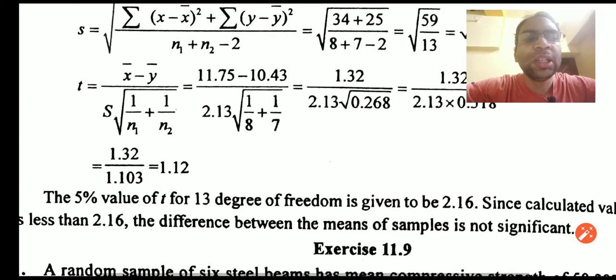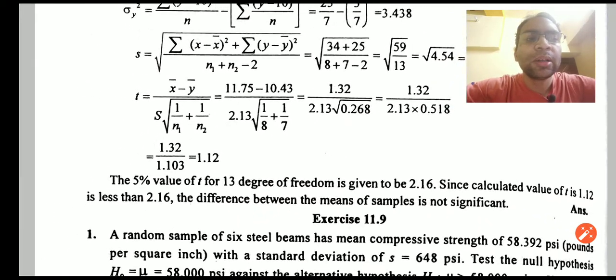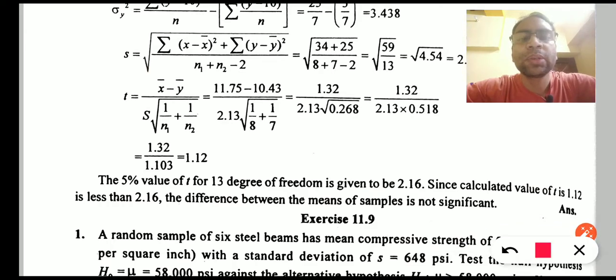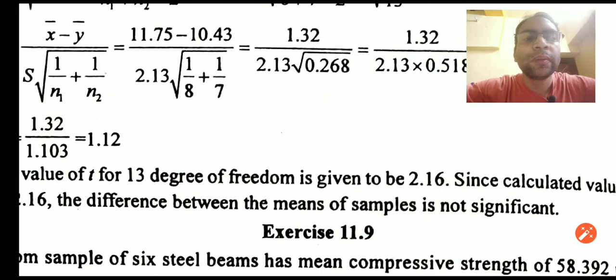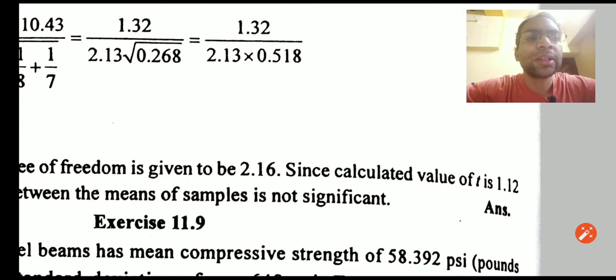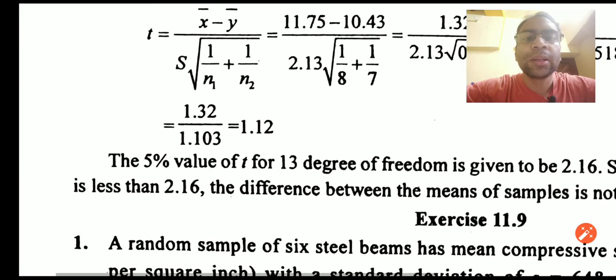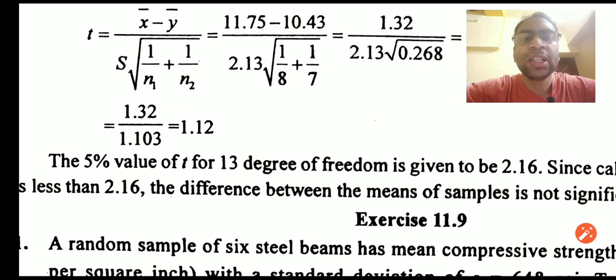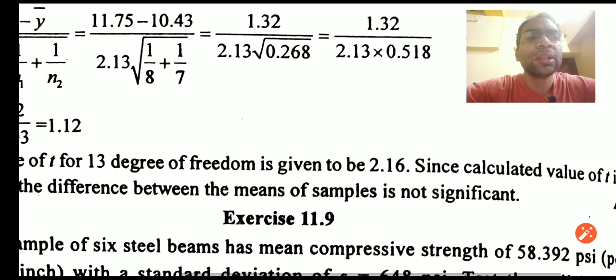As we can see, if we compare this with the standard value, what was the standard value that was given in the question? That is 2.16. The standard value for 13 degrees of freedom is 2.16. Now the calculated value is lesser than the standard value, so the difference between the means of the sample is non-significant.